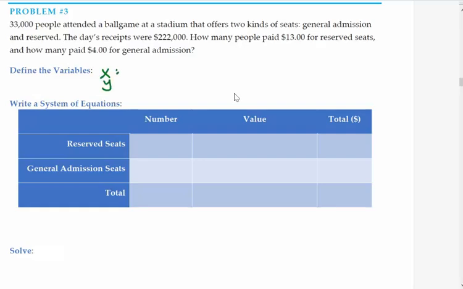Okay, so on this, I'm going to say X is going to be the reserved seats, and Y is going to represent the general admission. And sorry, I should be more specific on here. The number of reserved seats, all right, and the number of general admission seats.